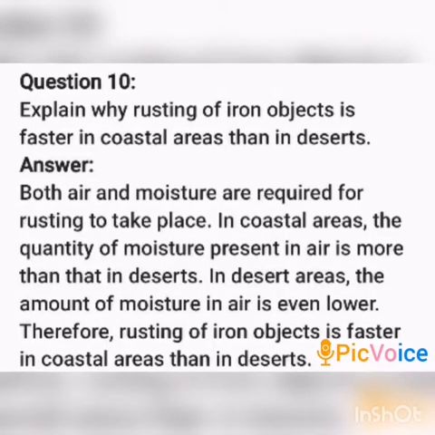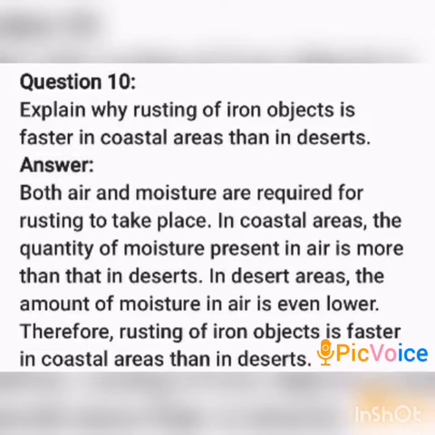Next question, question number 10. Explain why rusting of iron objects is faster in coastal areas than in deserts. Do you understand the question, children? Rusting of iron articles is faster in coastal areas than in deserts. What's the reason? Let us see the answer, children.